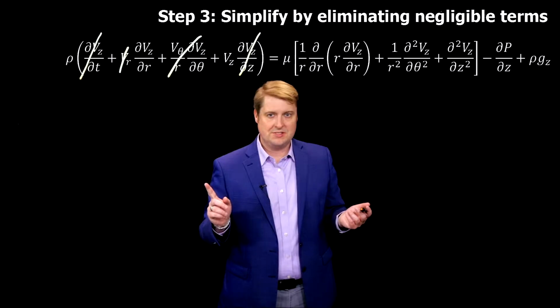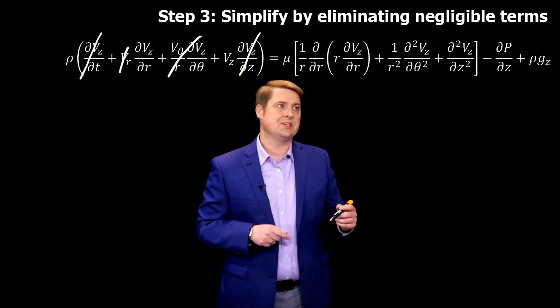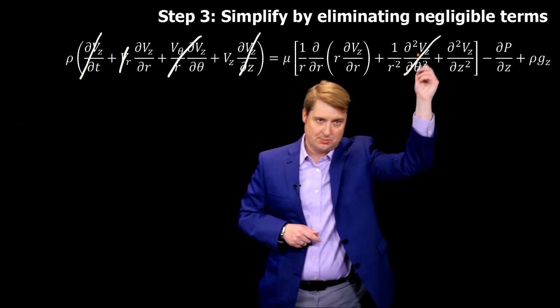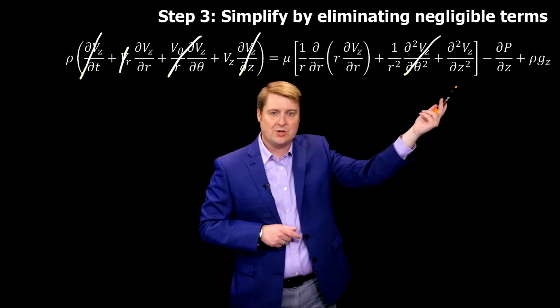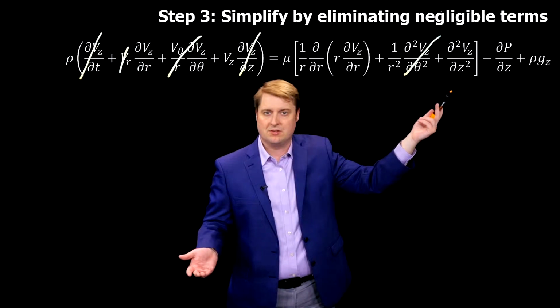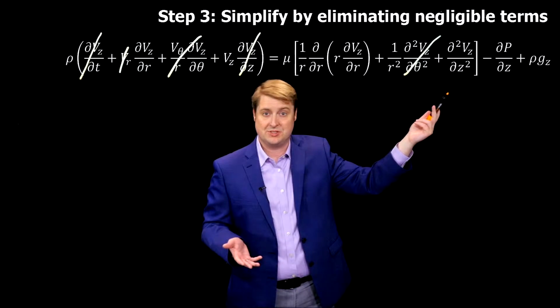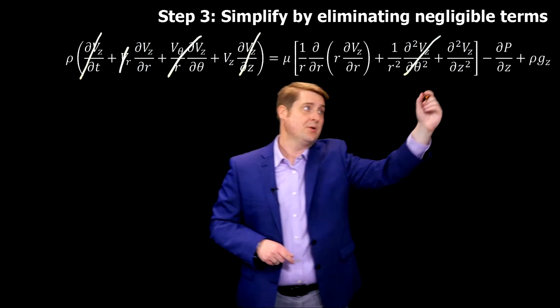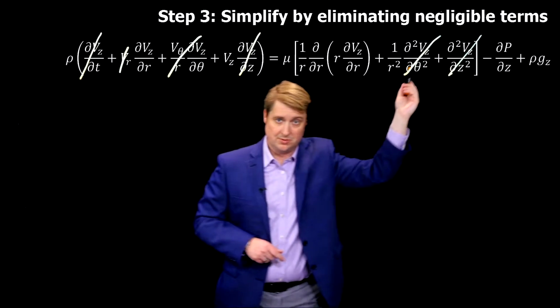So if the first derivative is 0, that means the second derivative is 0 too. So that means this term's gone. We can say the same sort of thing over here. There's no change in the velocity in the z direction as a function of z. So the first derivative is 0. The second derivative is 0 too.